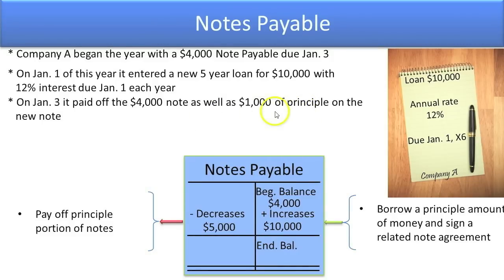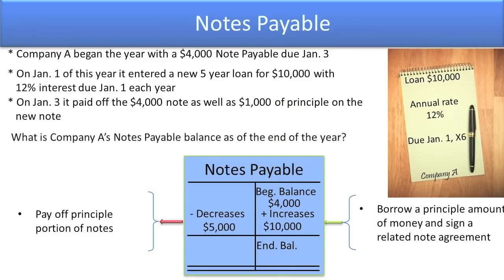The interest payable related to both these principal repayment amounts would also have to be paid, but that's not shown in this example. By doing so, at the end of the year, it would owe $9,000, which is $14,000, the beginning $4,000 plus $10,000 in new borrowings, minus $5,000 in principal payments, gives you $9,000.